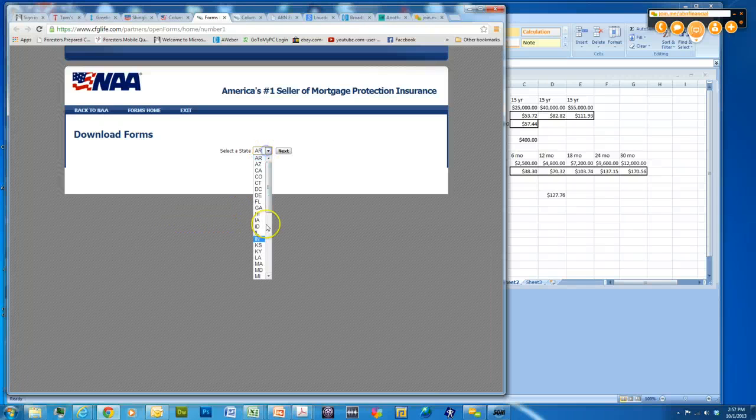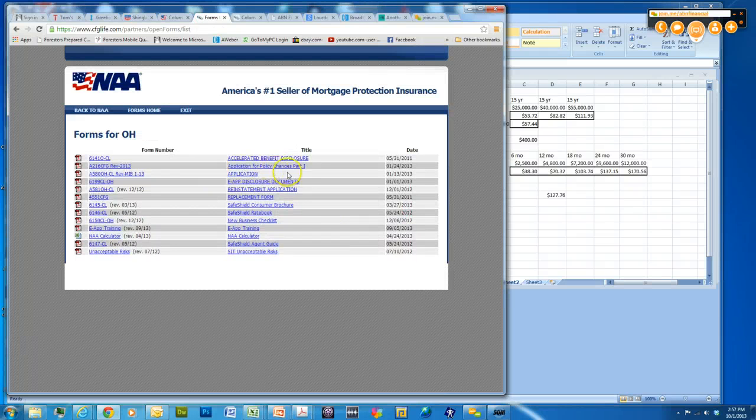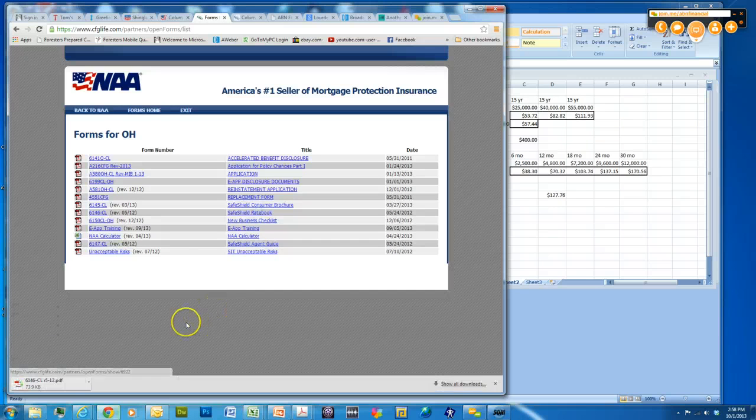Can you pick the state? You don't even have to log into the website, so it makes it super easy to download the apps you need. Again, you need the application, you need the accelerated benefit rider disclosure form, replacement form. You actually have a rate book for Safe Shield as well, but I don't think it says easy. And then here's the agent guide down here. Let's click on it and see what it looks like.